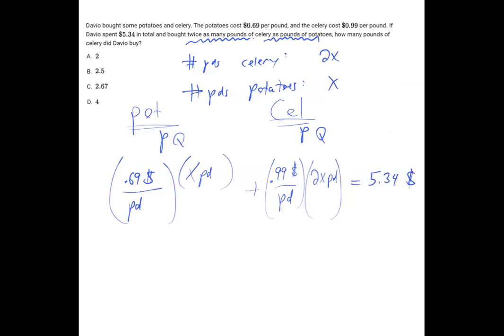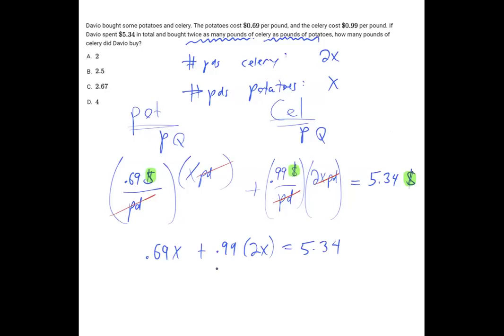And we can start to cancel out the pounds. Pounds with pounds, pounds with pounds. We're left with dollars, dollars, and dollars, which is perfect. When the units match up, that's when we don't need them anymore. So we have 0.69x plus 0.99 times 2x equals 5.34.